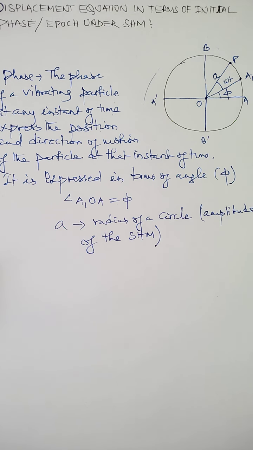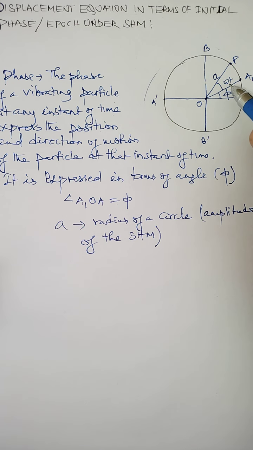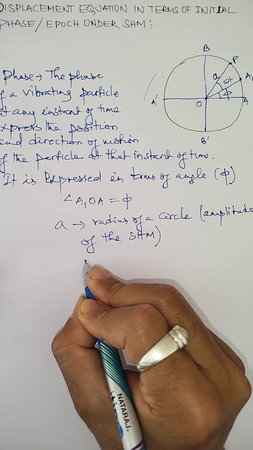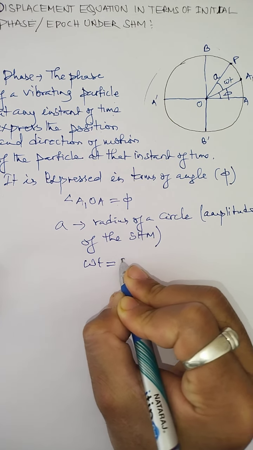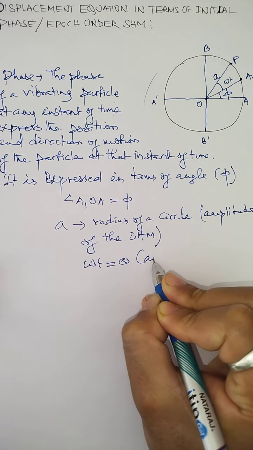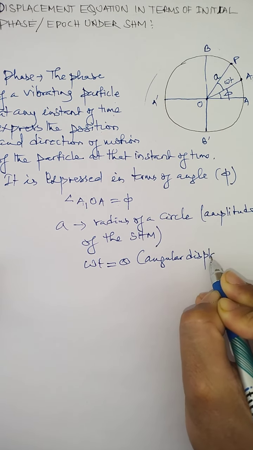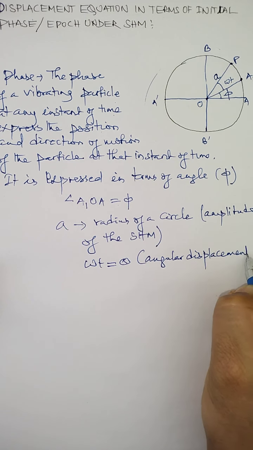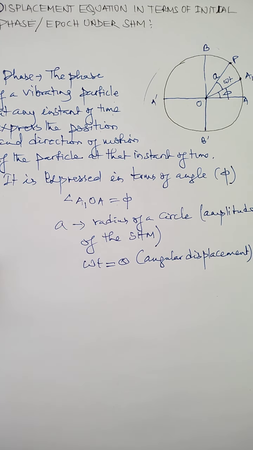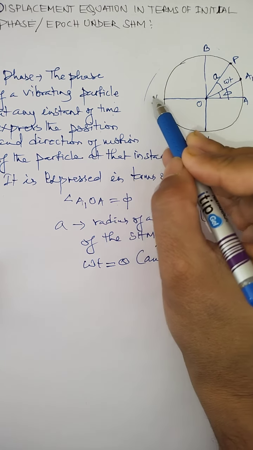Now if you look at this diagram, the particle is at point P at a certain time after moving from A1. So the angular displacement is omega T. That means the angular displacement omega T is also expressed by theta. And theta is also called the angular displacement.